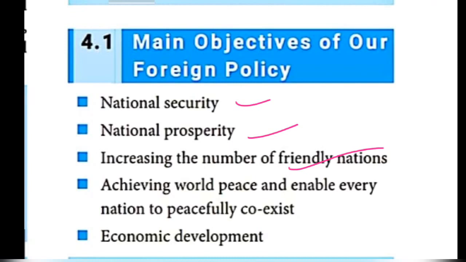The next, the fourth point, achieving world peace. We have to achieve world peace through peaceful talk. The next one: through peaceful talk we have to achieve economic development. Economically we should be sustained. So these are the objectives of our foreign policy. These are the things given in your book, children, on page number 269.